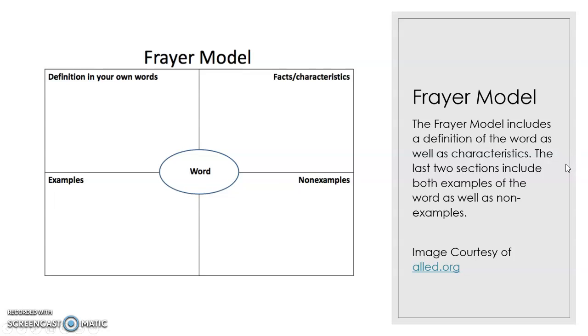So this is what the Frayer model looks like. It's the blank template. The word goes in the middle here, and then you've got your definition up here. Then there's facts and characteristics about the word, and then examples and non-examples. And this is courtesy of alled.org, another great site.